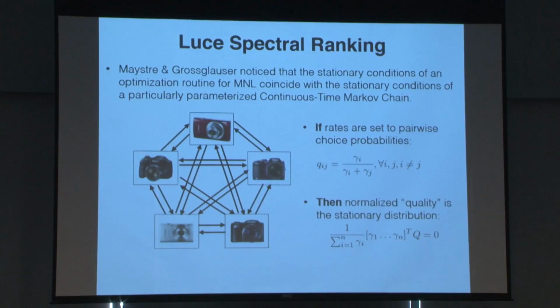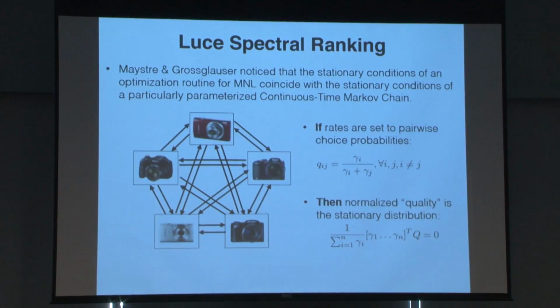What's interesting about this observation is that what they were actually saying was that the stationary conditions of a particular algorithm that's maximizing the likelihood are the stationary conditions of the following Markov chain if you set it up in the following specific way. So they said, consider a pairwise Markov chain where here you have your digital cameras, and the rate of transitioning from camera 1 to camera 2 is this ratio of the BTL qualities. And so pairwise, you're jumping back and forth with a rate that's like the quality in one way and the quality in the other way, normalized.